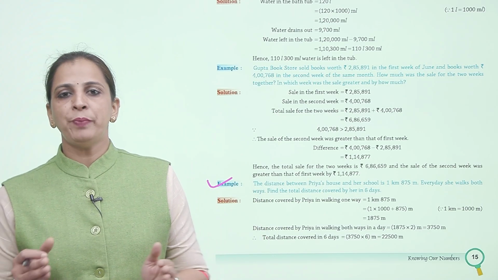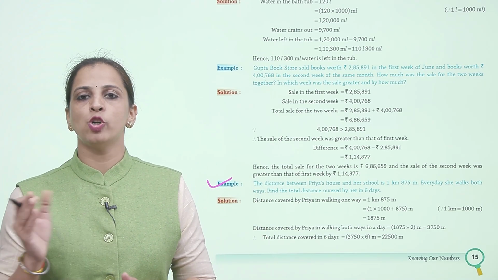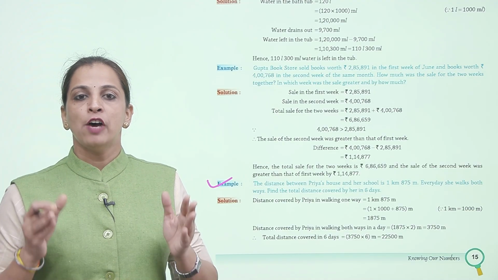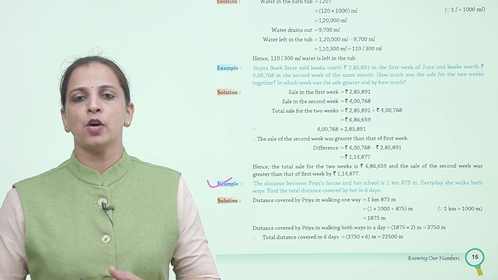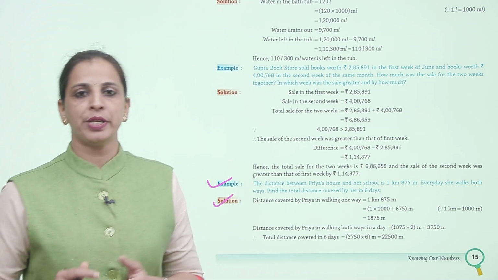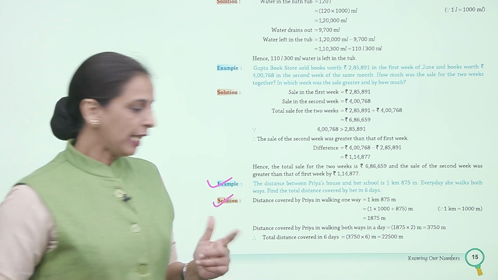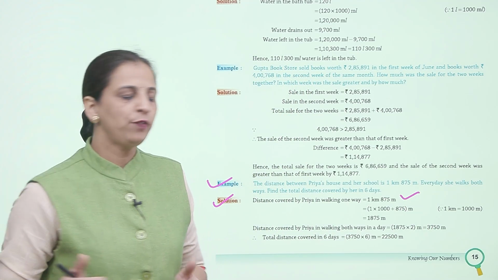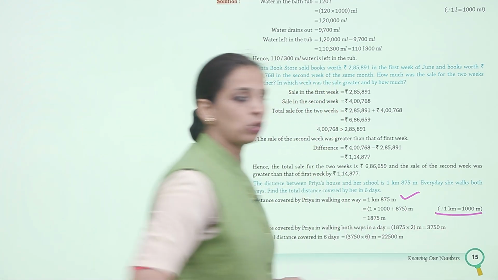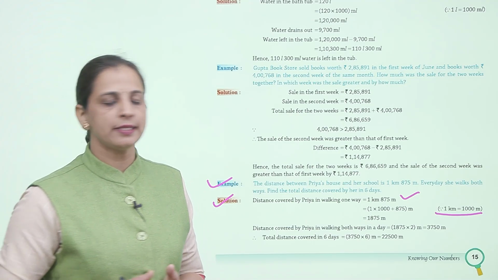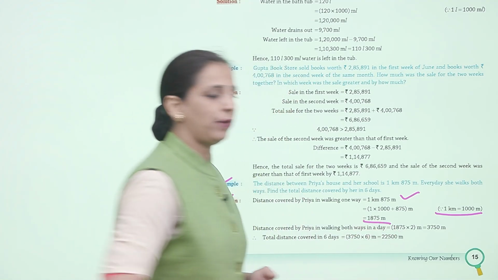The distance between Priya's house and her school is 1 kilometer 875 meter. Every day she walks both ways. Find the total distance covered by her in 6 days. Solution करते हैं. Distance covered by Priya in walking one way. एक तरफ कितना डिस्टेंस है 1 किलोमीटर 875 मीटर एंड वी नो दैट 1 किलोमीटर इज इक्वल्स टू 1000 मीटर. सो 1 किलोमीटर इज इक्वल्स टू 1000 प्लस 875 इज इक्वल्स टू 1875 मीटर.